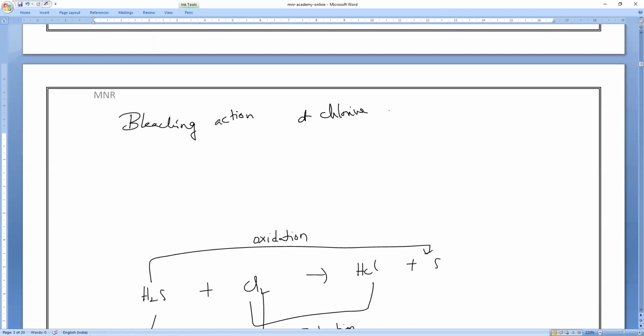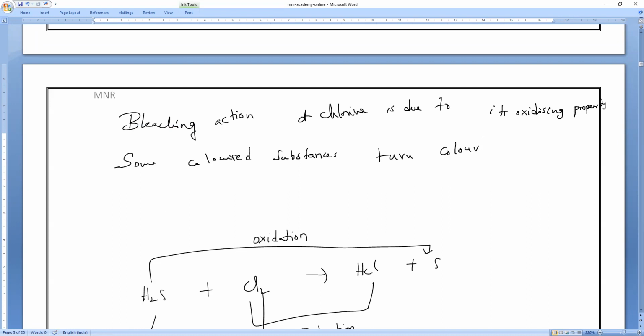Bleaching action of chlorine is oxidation or reduction? It is due to its oxidizing property. Understand? Clear, everybody? So what will happen when you bleach it? Some colored substances turn colorless when oxidized by chlorine.